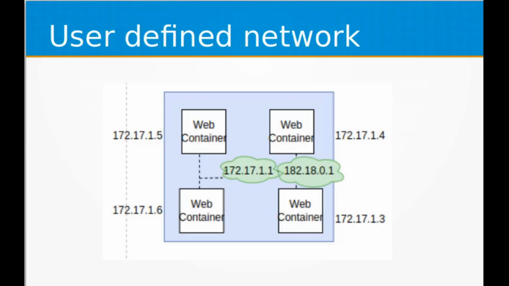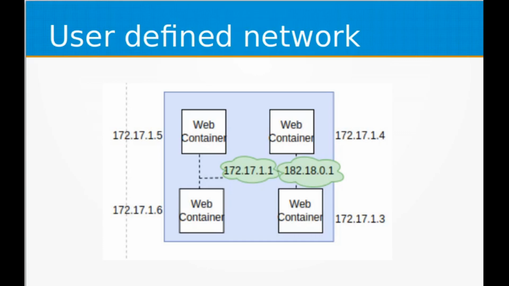Okay, so let's discuss more on that. As you saw, the bridge network with the network ID 172.17.0.1 comes into play there. All containers associated with this default network will be able to communicate with each other.